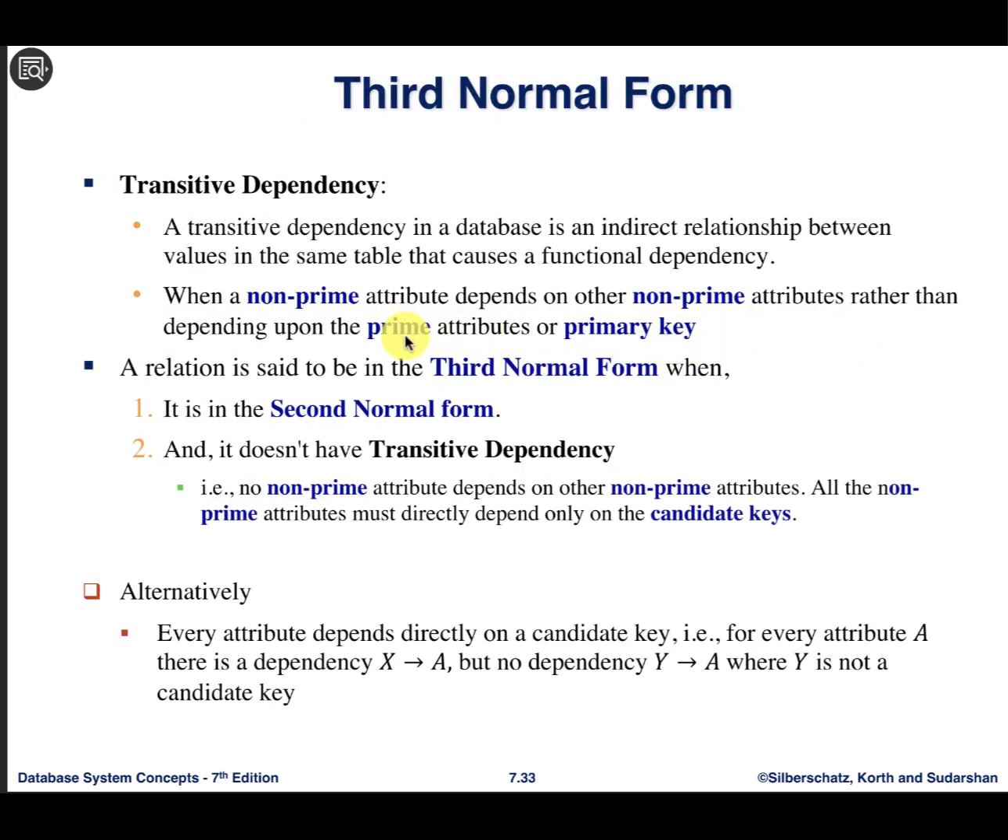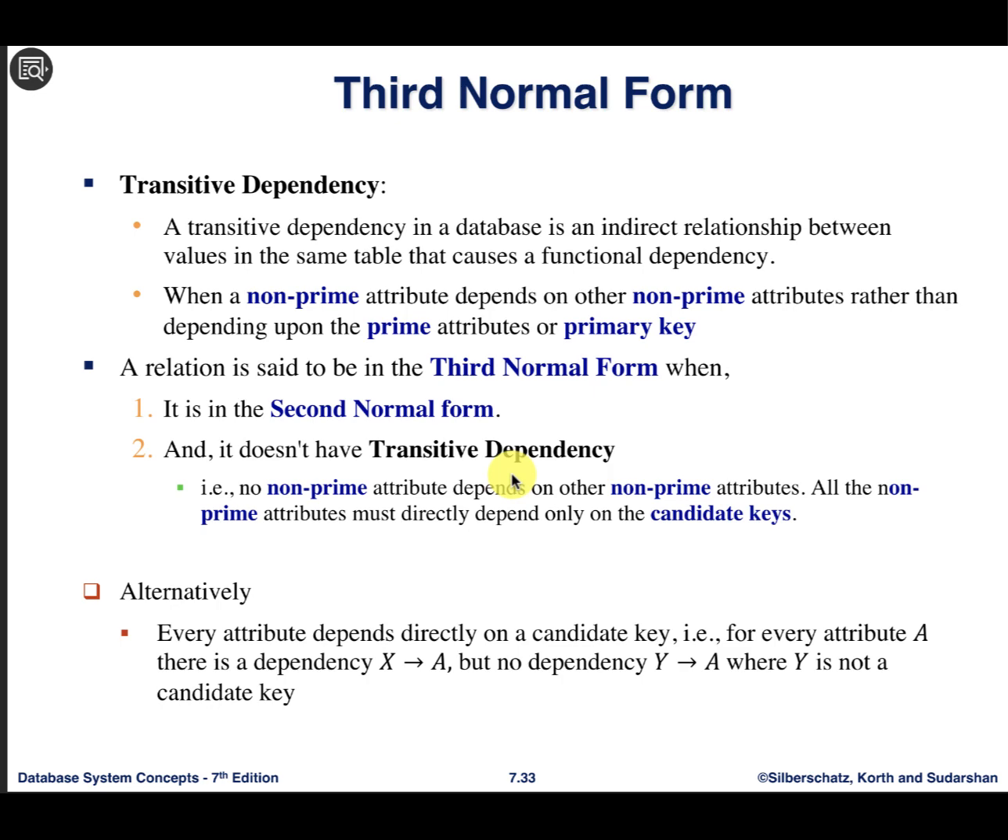The third normal form must be in the second normal form, and all the next normal forms must be in the first normal form plus more. There is no partial dependency. And also, we don't have what is called transitive dependency. That means we don't have a non-prime attribute depends on another non-prime attribute. It's not allowed. If you have this one, this means it's not in the third normal form.